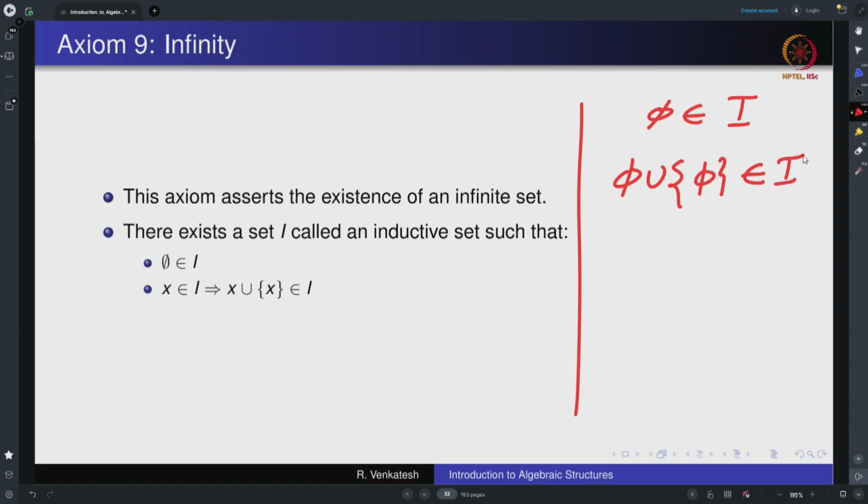Okay. So now, if you think about it, we can consider the empty set and then the singleton empty set, and this becomes an element of this capital I, because both the empty set and the singleton empty set are elements of I. Using this, you will be able to get recursively elements that look like natural numbers inside I. We will do that construction when we construct the natural numbers, but you must already have an idea of what we are talking about.